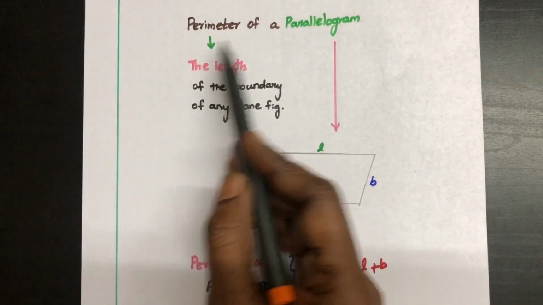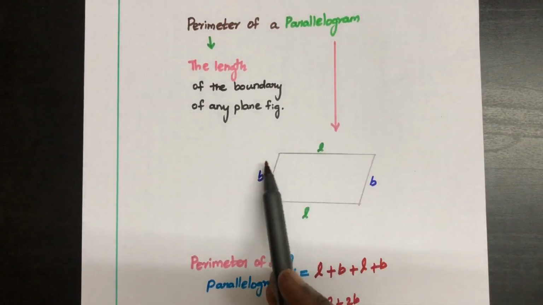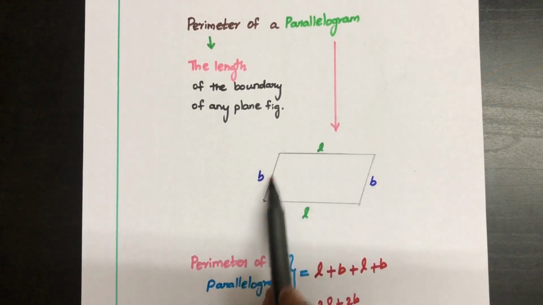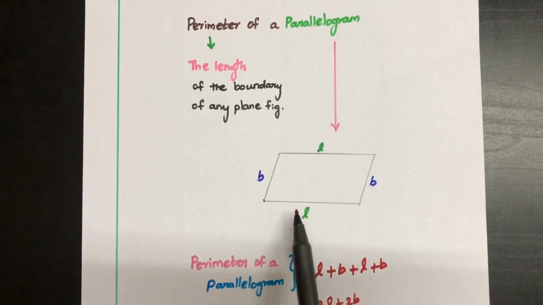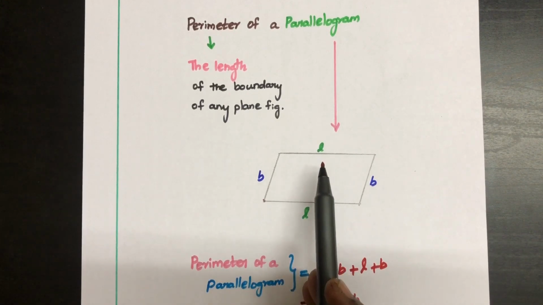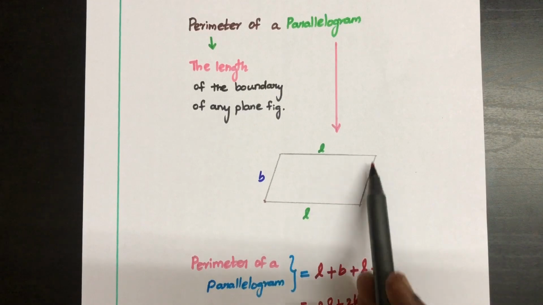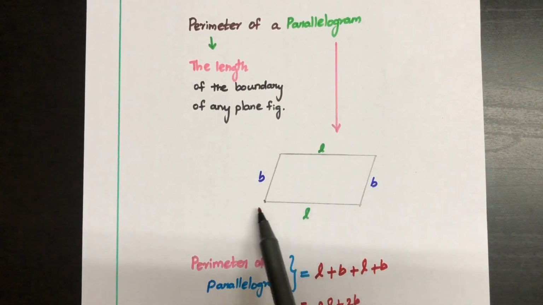Perimeter of a parallelogram. We are going to find its perimeter, that means the length of the boundary. See, it is the same as a rectangle, but the only difference between a rectangle and a parallelogram is that these sides are not perpendicular to each other, slightly slanting.